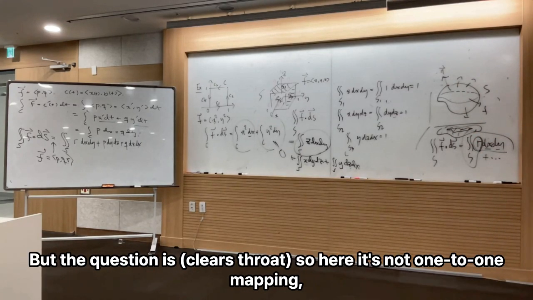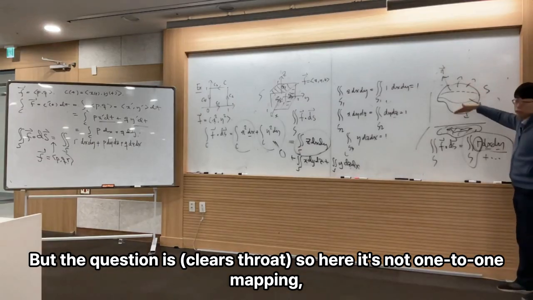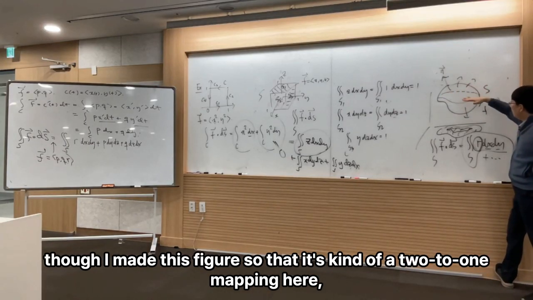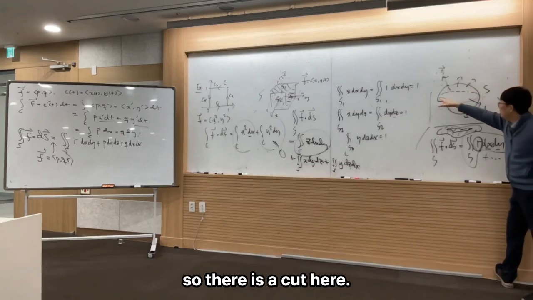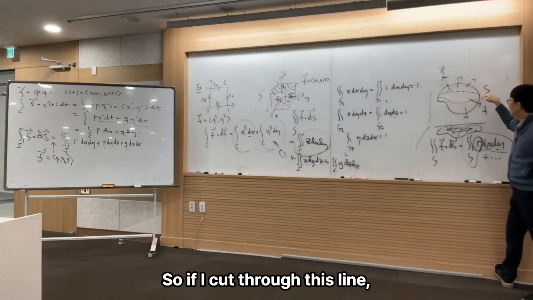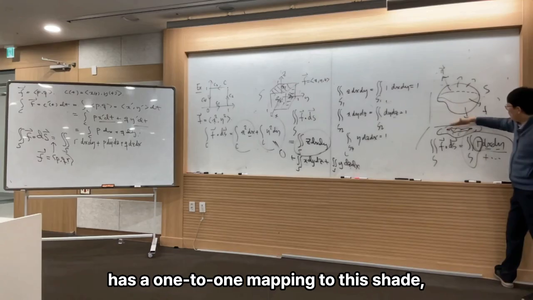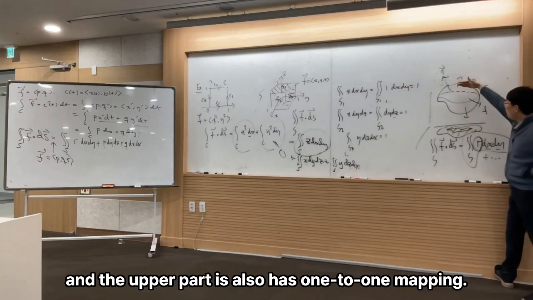But the question is, here it's not a one-to-one mapping. So I made this figure so that it's a 2-to-1 mapping. There is a cut here. If I cut through this line, then the bottom part of the sphere has a 1-to-1 mapping to this shade, and the upper part also has a 1-to-1 mapping.